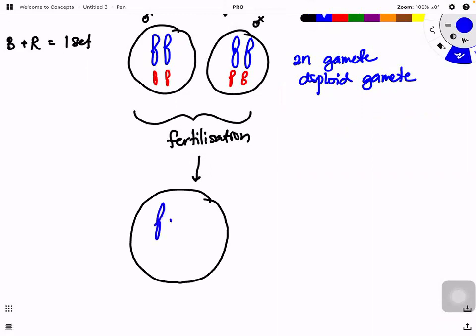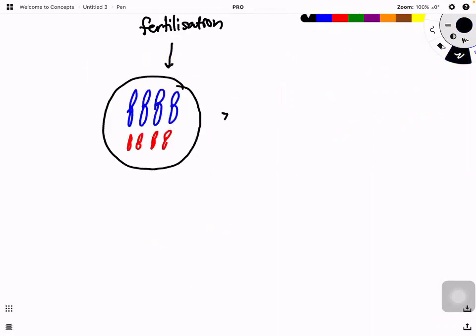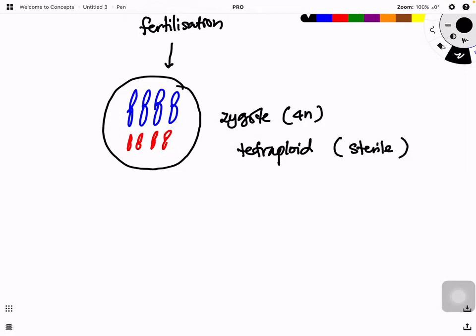So there are 4 blue chromosomes and 4 red chromosomes. So this plant or this zygote is 4N. It's called tetraploid. This tetraploid is sterile. Most of the time they're sterile because 4 chromosomes can't pair up during meiosis. They are not clever; they pair up 2 by 2. So most of the time, I don't say 100%, sometimes they can, but most of the time they can't.